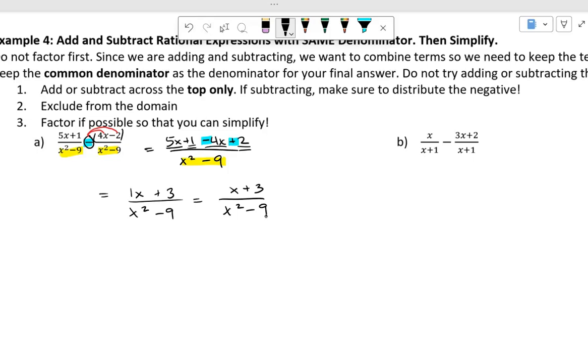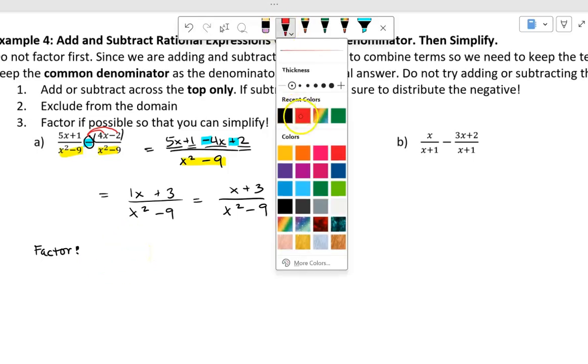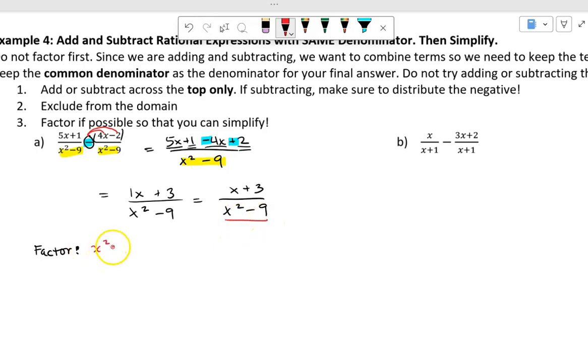So we did all the hard parts of adding or subtracting. Now it's a problem just like the previous problem. What you want to do is simplify if you can, exclude from the denominator. Can we simplify this? And what needs to be excluded from the denominator? Well, the best way to tell and the best way to simplify is to factor. You have to factor anywhere you can. And what I notice is I can factor x squared minus 9, which equals x plus 3 and x minus 3, because it is a difference of squares.